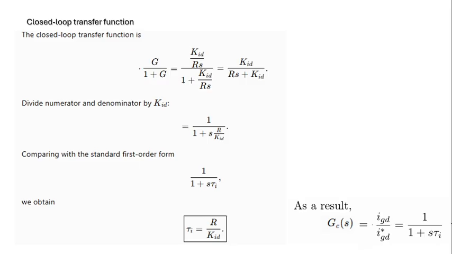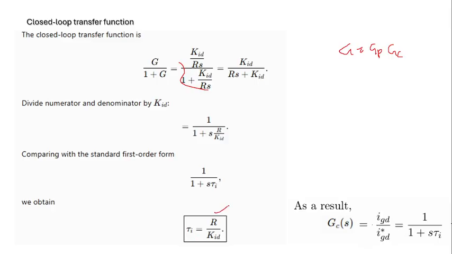So finally, if we take a closed loop transformation G by 1 plus G, this is Kd by RS by 1 plus Kd by S, where G is equal to Gp into Gc. That is G by 1 plus G, the closed loop transformation. This can be modified like this. RS by Kd, if you take outside, the Kd numerator does not cancel, then you will get like this. Then this is in the form of 1 by 1 plus S tau, where tau i is R by Kid.